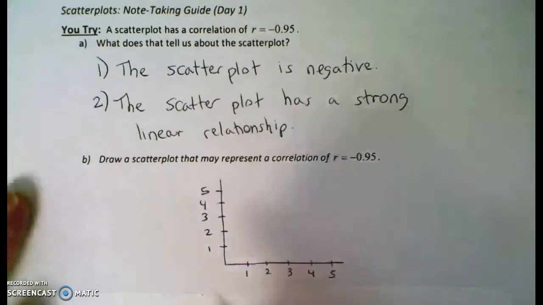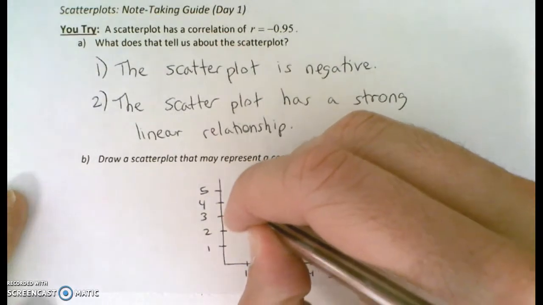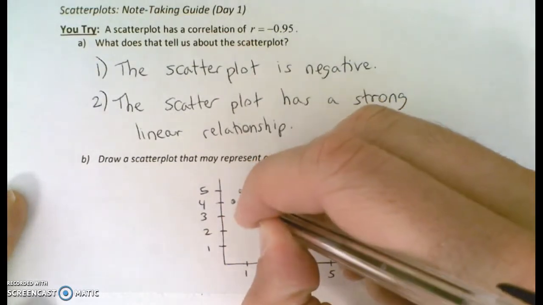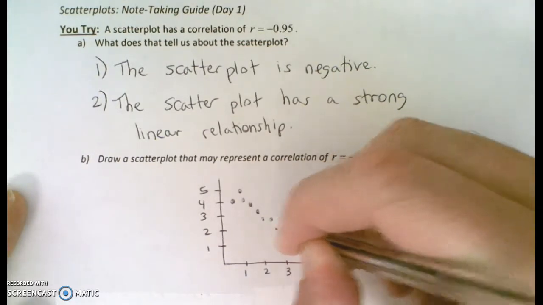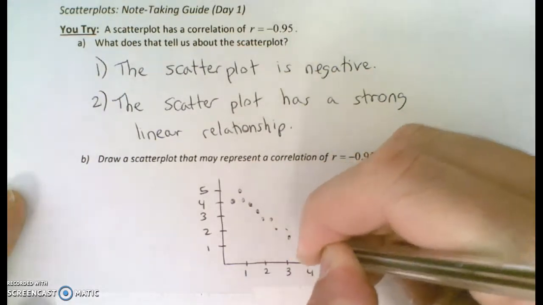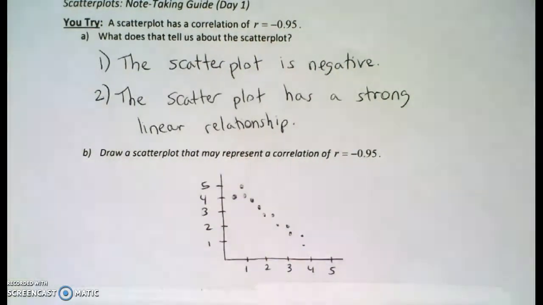So if I was going to draw a scatter plot that could represent -0.95, I'm just going to create some points that give me a nice negative line where the points are very close to each other. It's got to be very close to being a perfectly straight line to have that high of a correlation coefficient. So that's it for scatter plots.